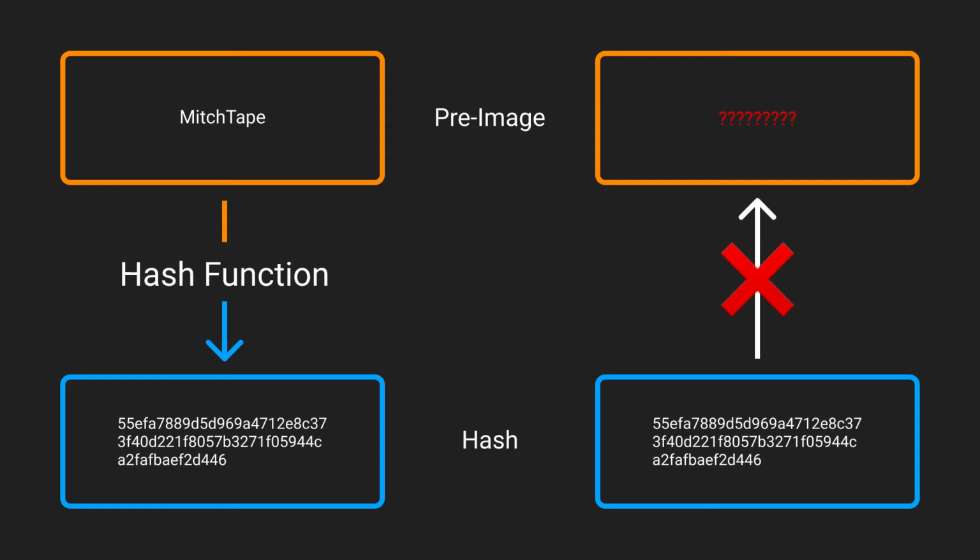The third feature of a hash function is that you can't reverse engineer the original data from the hash itself. This is called Preimage Resistance. The preimage is just the data which is being fed into the hash function, Mitch Tape in the example on the left. And resistance means it's infeasibly difficult to take a hash and figure out what its preimage was.